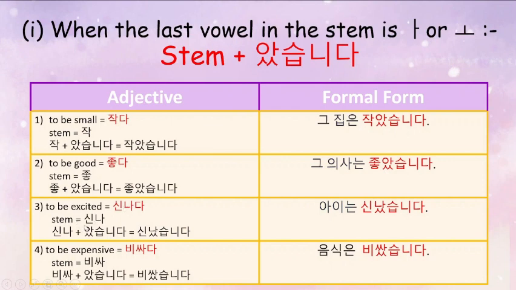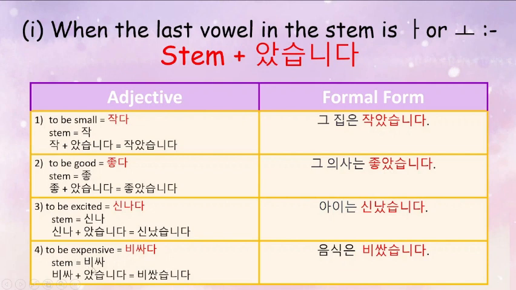Here the stem is 신나. Now you will notice that the stem ends in a vowel. And we know that whenever the stem ends in a vowel, then the upcoming vowel gets merged with the vowel present in the stem. So here the stem ends in a and the upcoming vowel is also a. So it will get merged and it will become 신나습니다. Okay. Suppose I have to say the child was excited. 아이는 신나습니다.